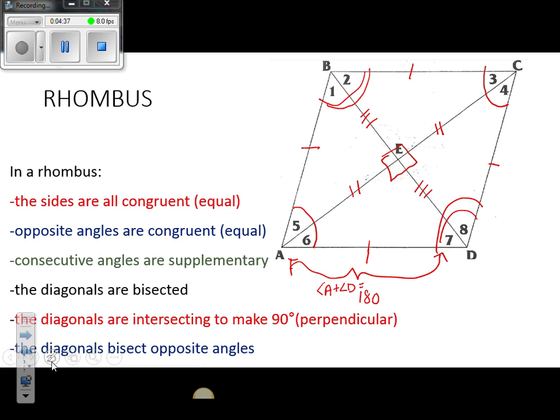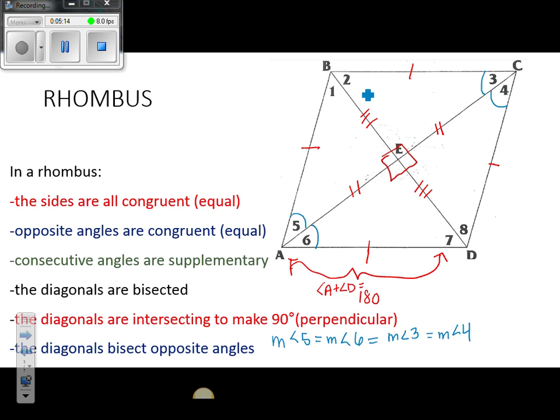So if I were to talk about them bisecting opposite angles, we could go ahead and say even further that 5 and 6 are the same as 3 and 4, and 3 and 4 are equal. So 5 and 6 are equal, and 3 and 4 are equal. So we could say the measure of angle 5 is equal to the measure of angle 6, which is equal to the measure of angle 3, which is equal to the measure of angle 4.